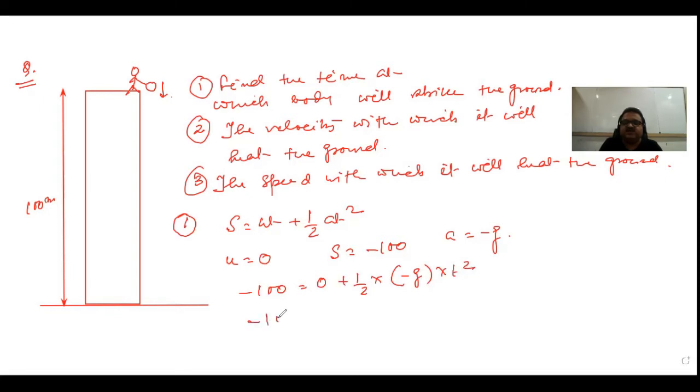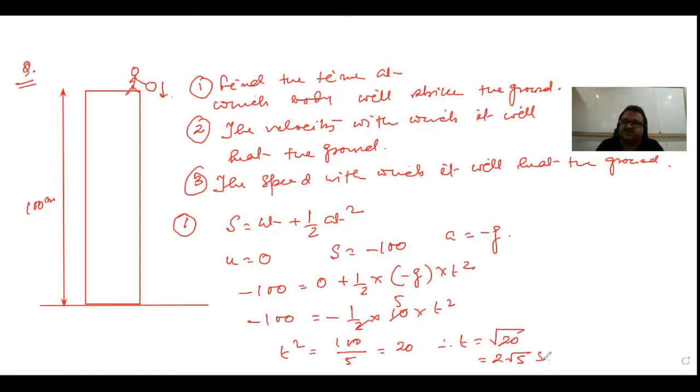Now, let me do this calculation first. Minus 100 equals minus half, g is 10, so it is 5 t square. So t square equals 100 by 5, that is 20. t is equal to root 20, that is 2 root 5 seconds. Okay? This is the first question.